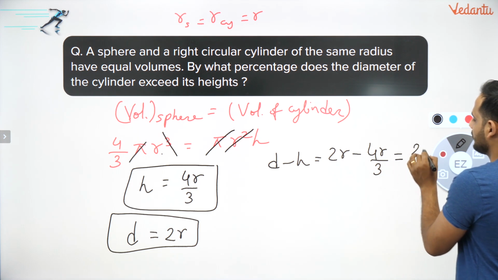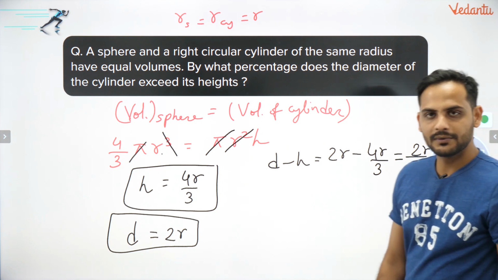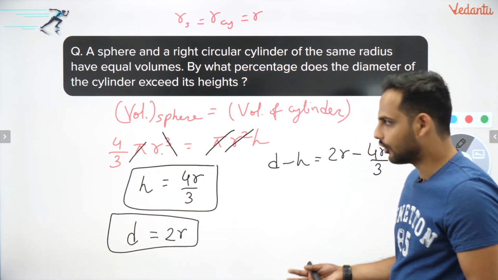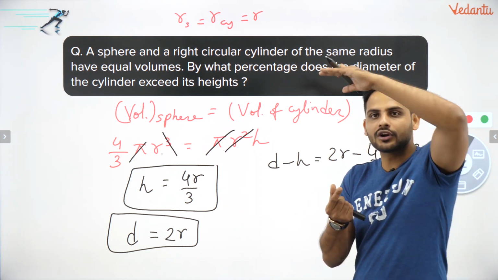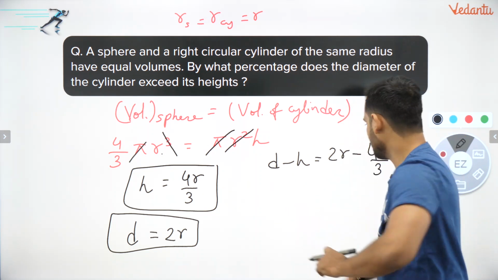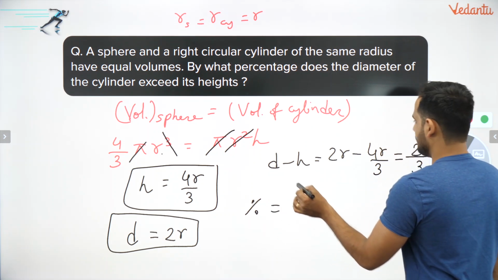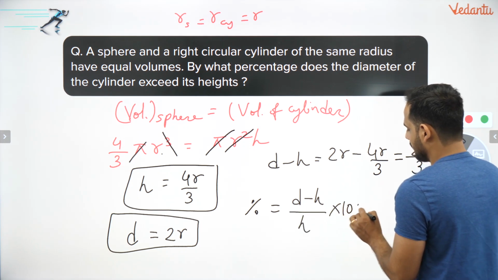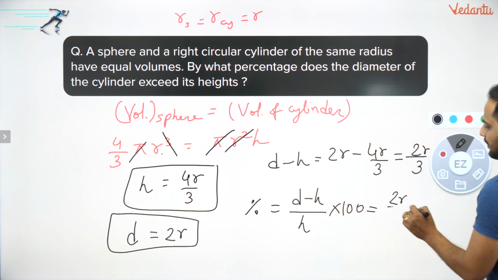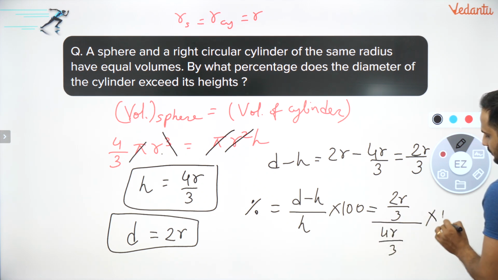So if you do it, you'll get 2r by 3. Take LCM and you will get your answer. So the difference between them is 2r by 3. Now percentage you want. We are comparing using the height: diameter is how much more than height. So percentage should be taken on the height part. So percentage more is the difference between diameter and height upon height into 100, which is equal to 2r by 3 whole divided by 4r by 3 into 100.